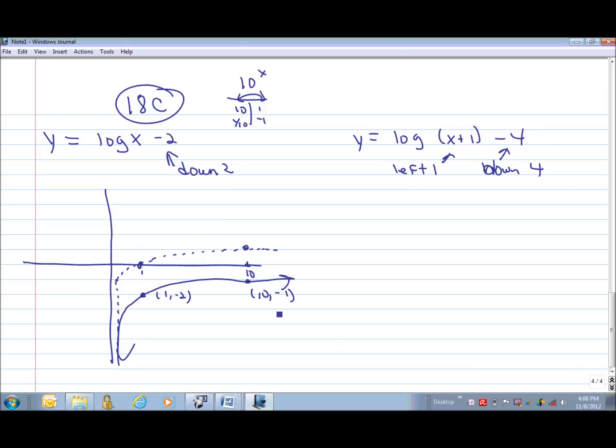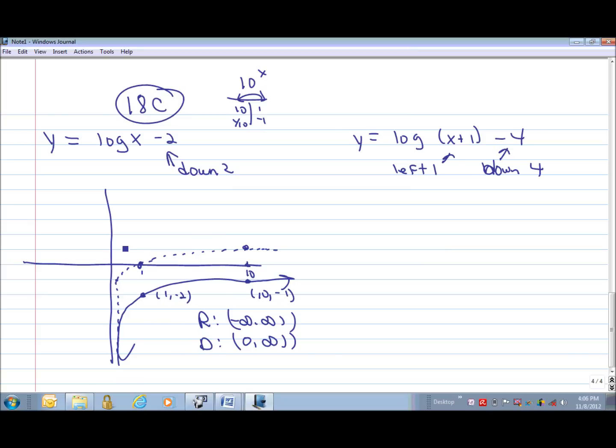All right, and your domain, oh, this time they flip-flop. Your range would be all real numbers, so your range would be negative infinity to positive infinity. Your domain would be greater than 0, so 0 to positive infinity. And it looks like we have neither an x-intercept nor a y-intercept that's easily found this time. So I think that you're good.